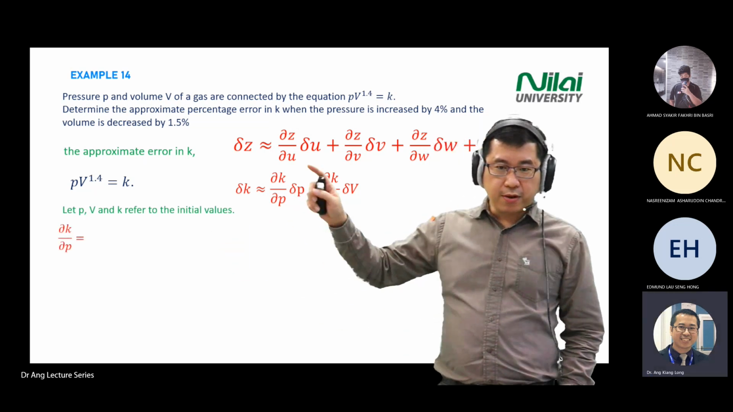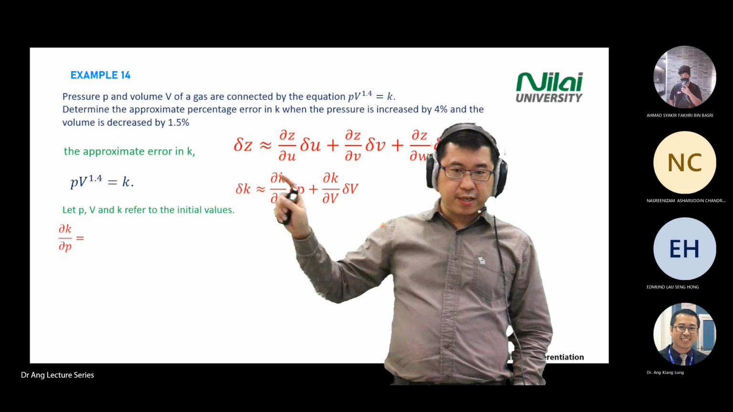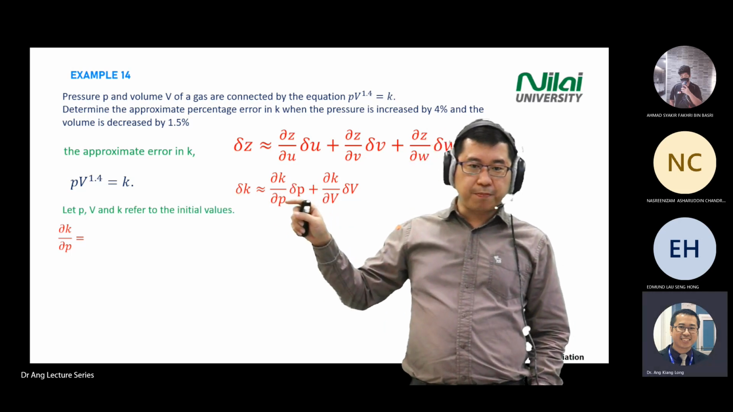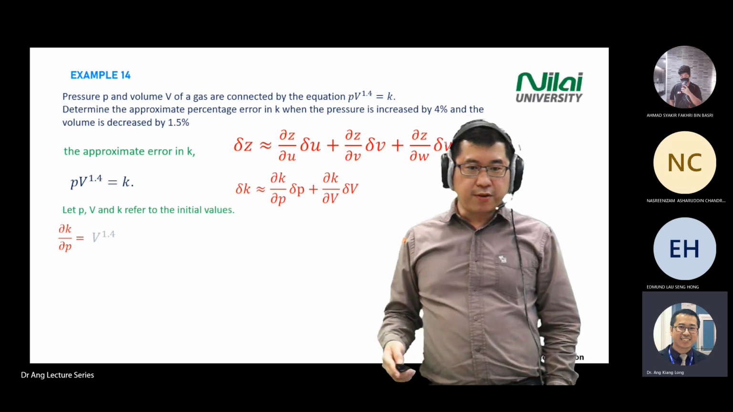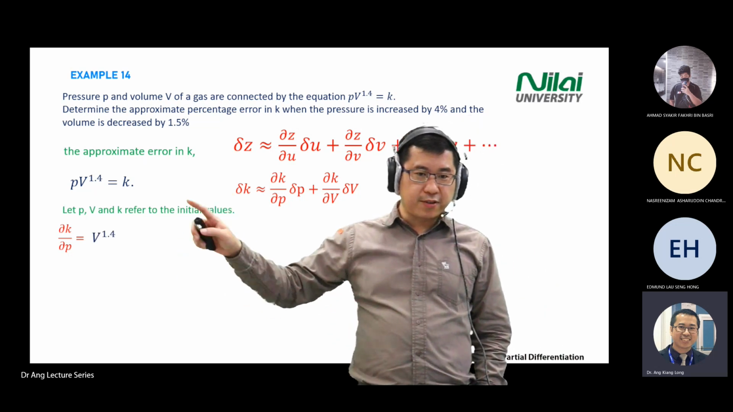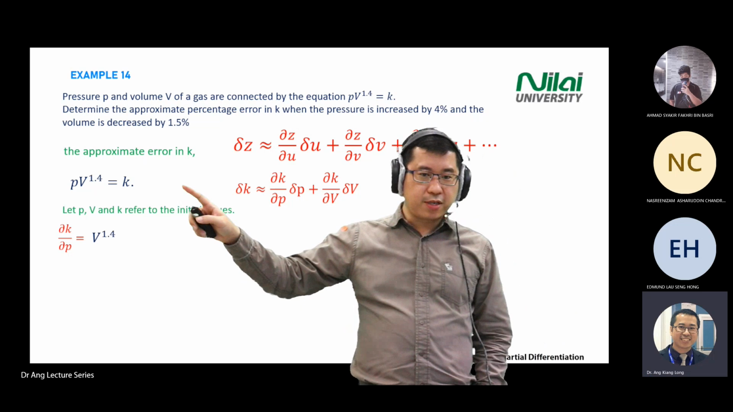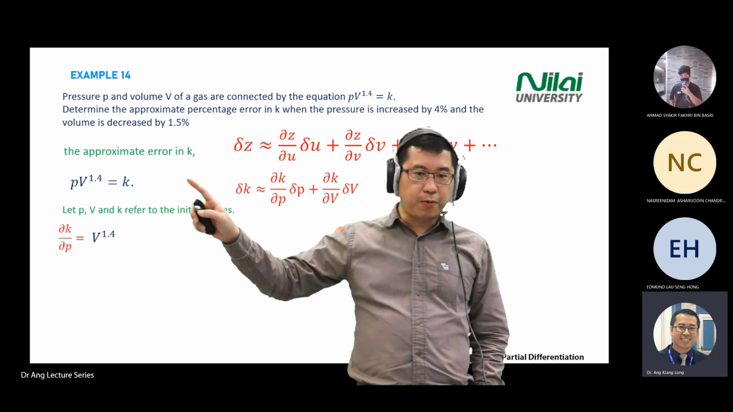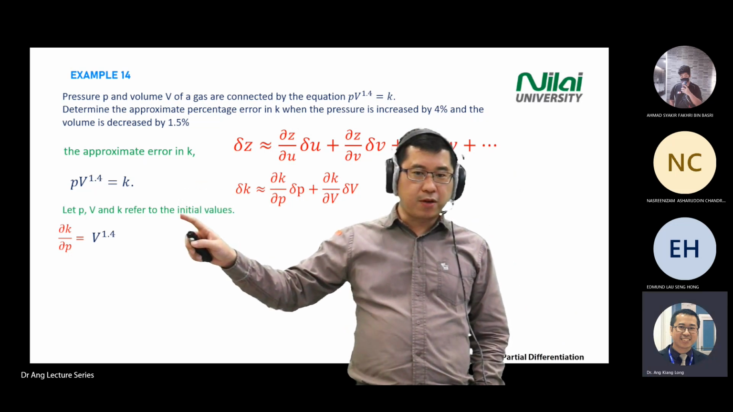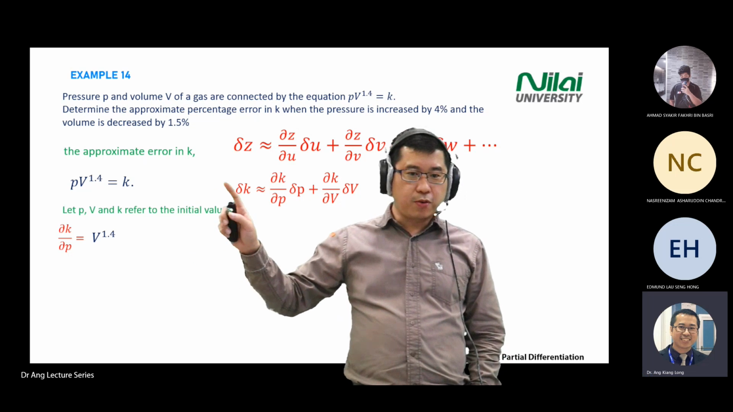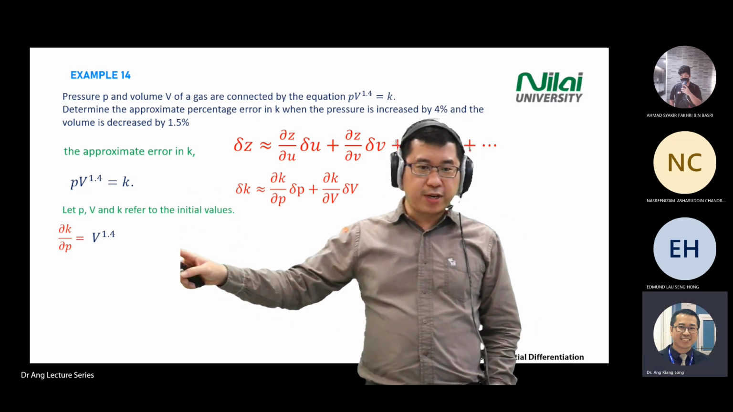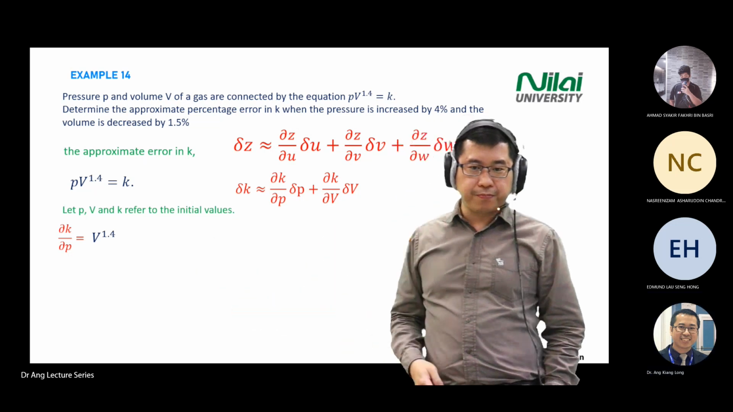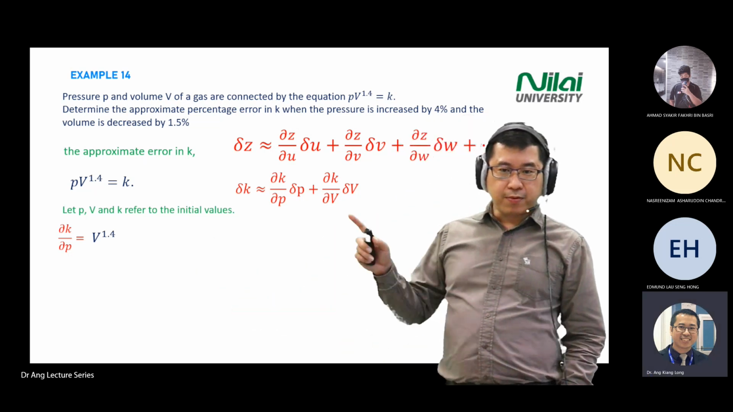The rest is just what you learned previously, the first differentiation. Recall how you calculate: you have the equation K equals P times V power 1.4. You partially differentiate with respect to P, you only look at P, you get 1, and you are left with V power 1.4.